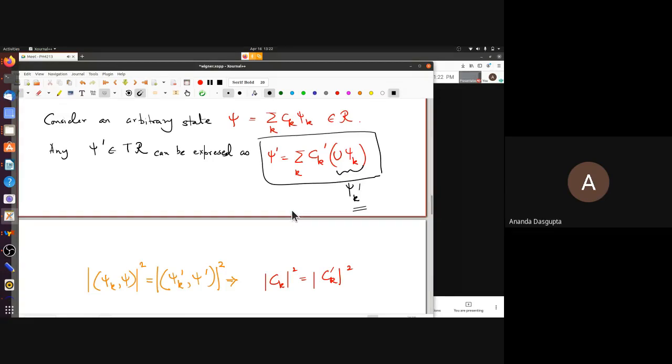A rather trivial thing that I'm saying, actually. If you remember, what was the basic property of all the psi k primes? Psi 1, psi 2, etc. This formed an orthonormal basis, right? Psi 1 prime, psi 2 prime, what did they do? That's something we proved a while ago.